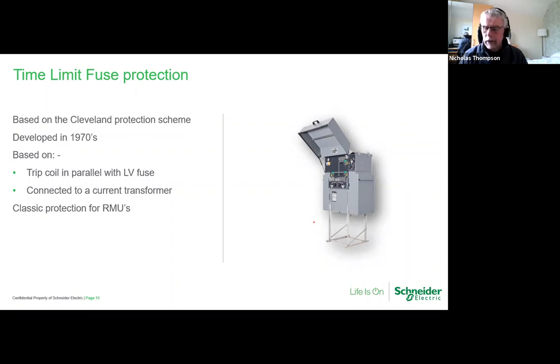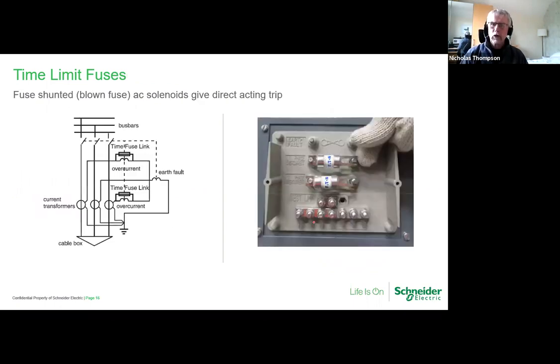Now, here in the UK, we have got two forms of protection that we can use on the ring main unit. One of them is called time limit fuse, as it says there, which goes back to the 70s. And instead of being a protection relay in its traditional form, we're actually using an LV fuse, which is in parallel with the trip coil. And there are going to be the potential for three. So two of them will be overcurrent, and the third one is going to be potentially for earth fault.